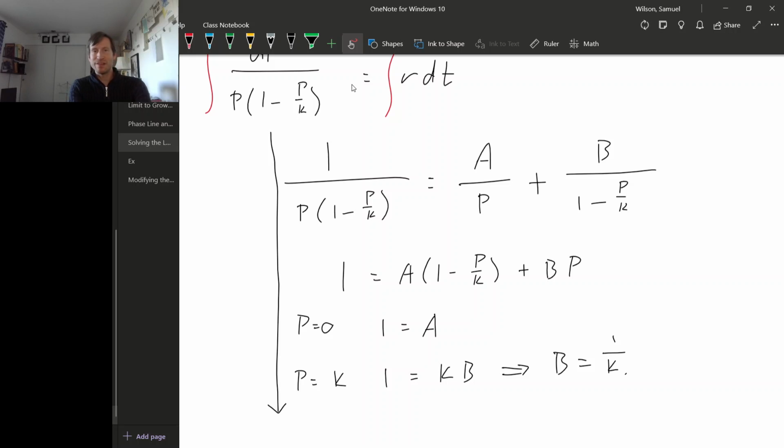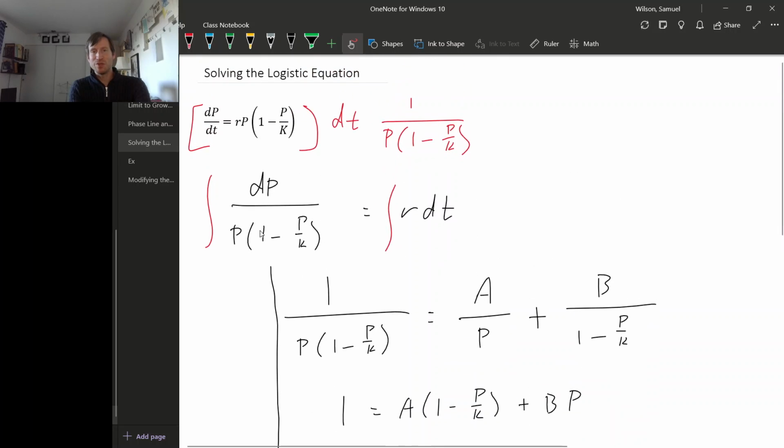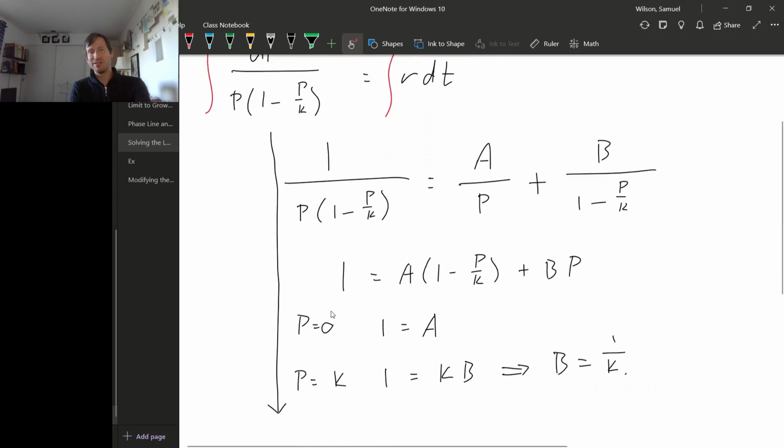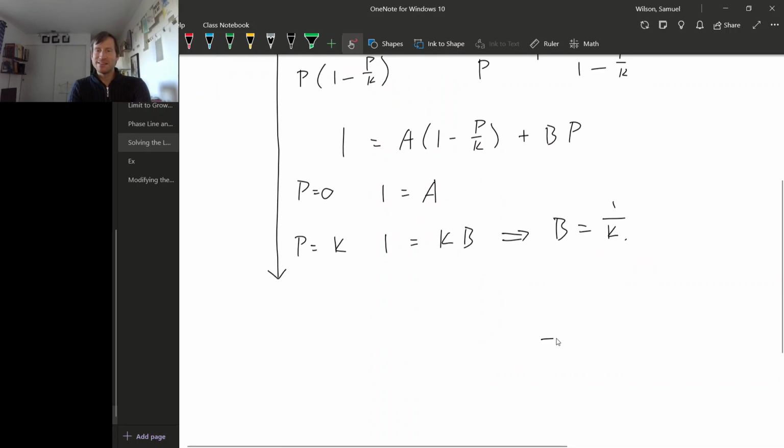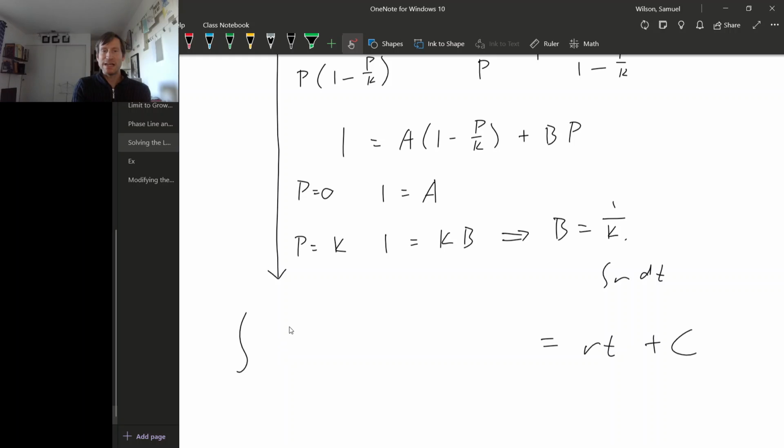Okay, so now we can take this equation that we were going to integrate and actually do the integral. So on the right-hand side, we had the integral of r times dt, and that's just rt plus a constant. On the left-hand side, we need to integrate a, which is 1, over p, plus b, which is 1 over k, over 1 minus p over k. And we're going to integrate dp.